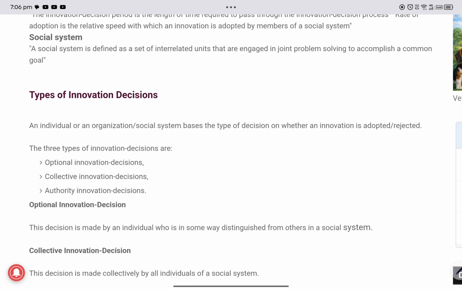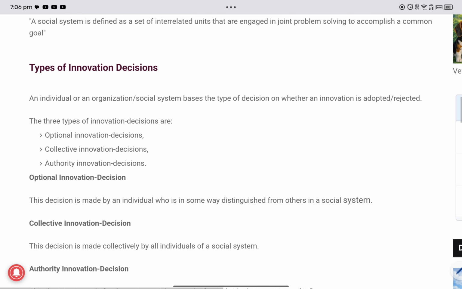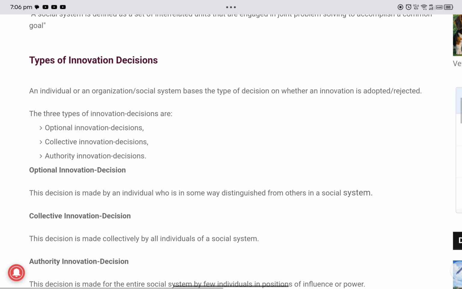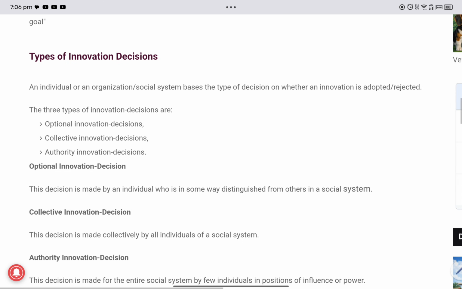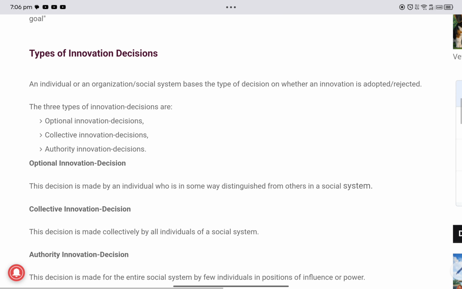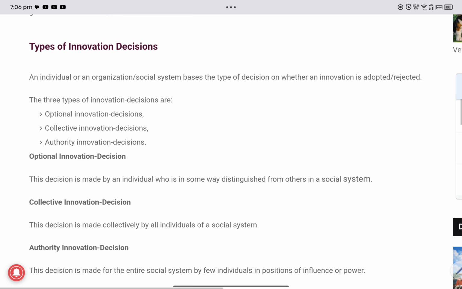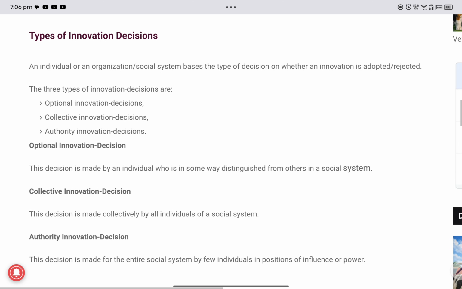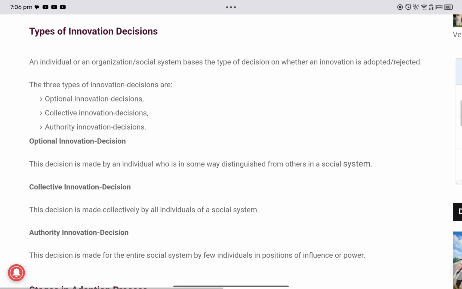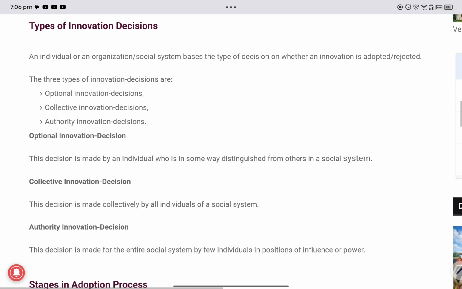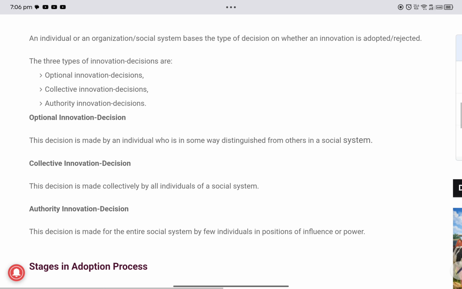Types of innovation decision. An individual, an organization, or a social system bases the type of decision on whether an innovation is adopted or rejected. The three types of innovation decision are optional innovation decision, collective innovation decision, and authority innovation decision.